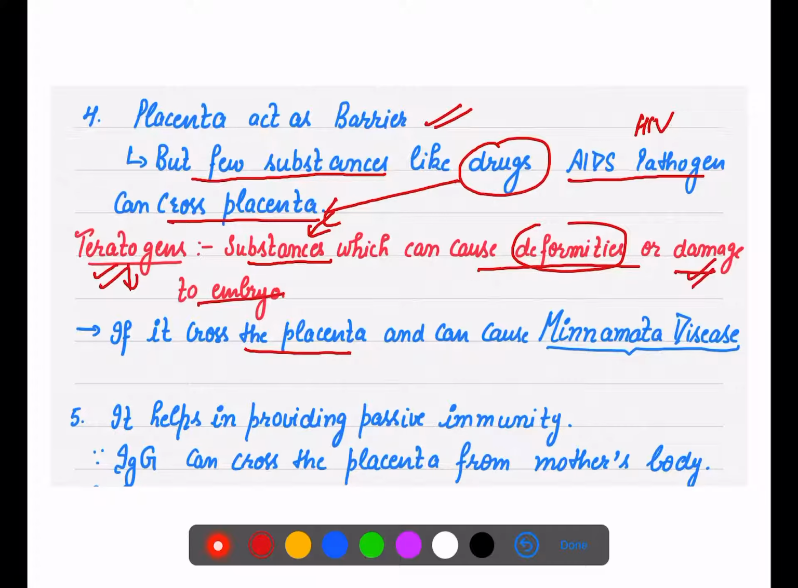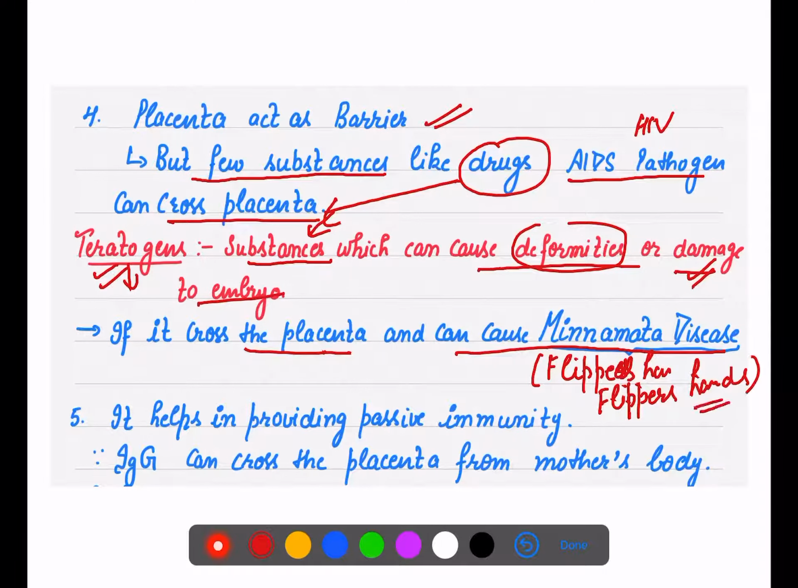So it can cross the placenta and cause Minamata disease. In Minamata disease, there are flipper hands. There are deformities in the digits or sometimes in the hand formation. Flippers, we say it, flipper hands. So in various areas there can be deformities or damage observed. So that is one of the diseases, the Minamata disease.